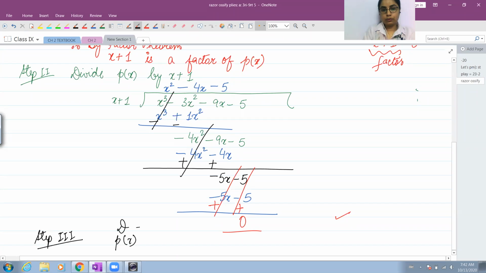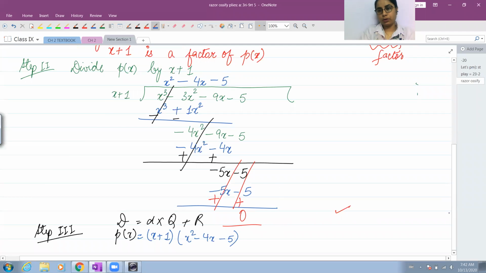So this is the rule which I'm using here. I'm going to write my dividend as the product of divisor and the quotient, remainder added to that. Remainder, since it's 0, I can ignore that. I've got the divisor as x plus 1 and the quotient obtained is x square minus 4x minus 5.